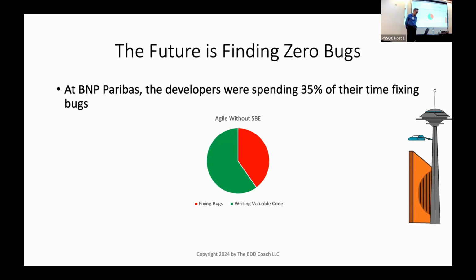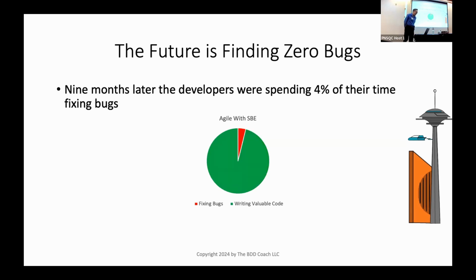And they brought in a consultant who introduced specification by example and TDD, test-driven development, where the developers write their unit tests before they write the code. And that's a very good practice. It has a smaller scope and a smaller impact than specification by example. 9 months later, their developers were spending 4% of their time fixing defects. And if they were only spending 4% of their time fixing defects, they were also creating far fewer defects.